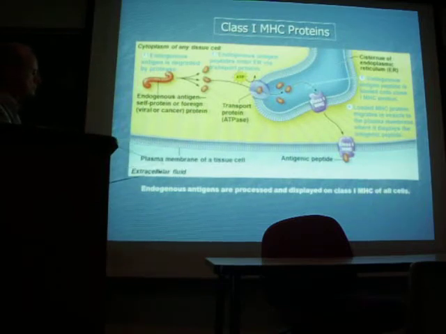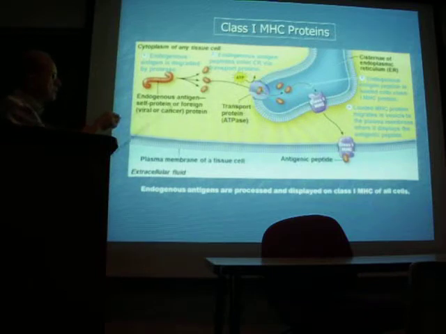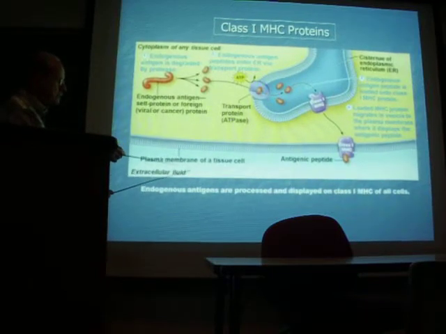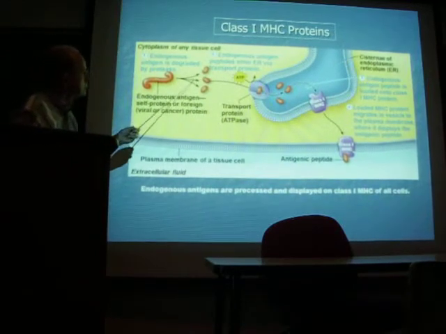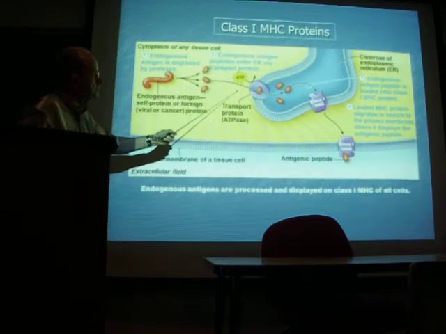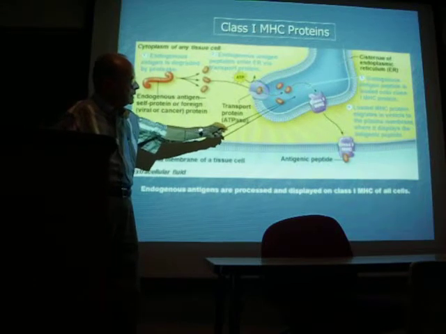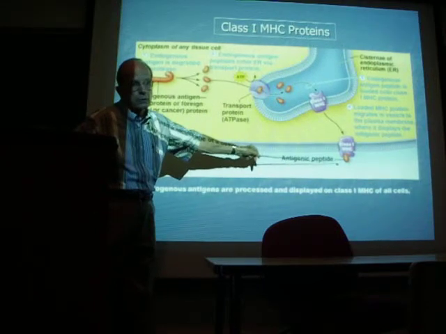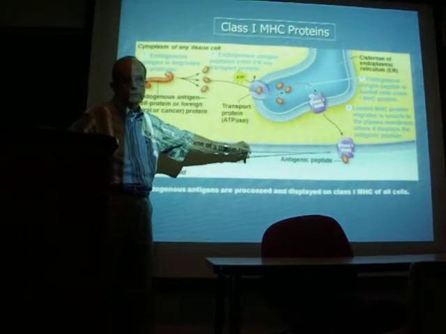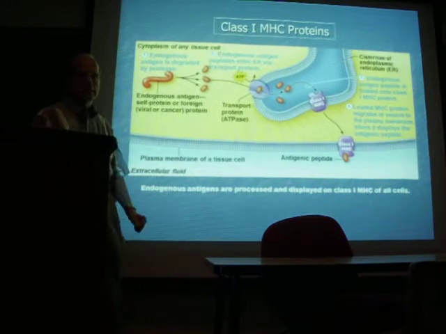In tissue cells, say that we have a foreign antigen inside the cell. Here's the cell membrane. Here is extracellular fluid out here. The cell takes this antigen and breaks it down, and in its endoplasmic reticulum, delivers usually a fragment of that foreign antigen out to the cell membrane. So it's exposed to T cells that are passing by.